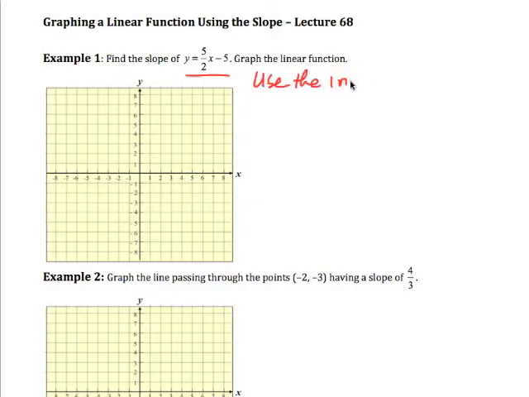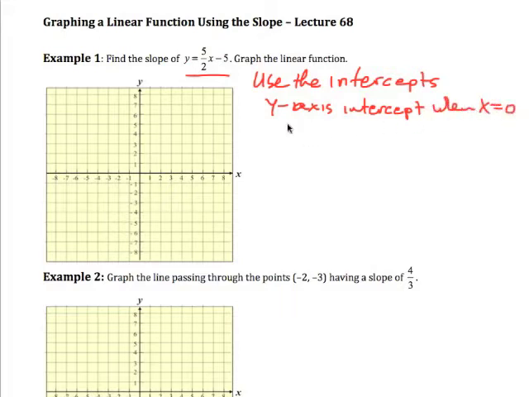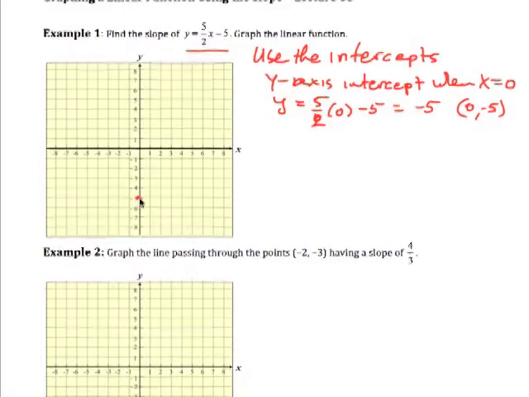like our usual practice, and we do that by finding first of all the y-intercept, and that is found by finding when x is equal to 0. So if that's the case, we have y is equal to 5/2 times 0 minus 5, which of course is negative 5. So our point is (0, -5). Alright, so that's this point right here.